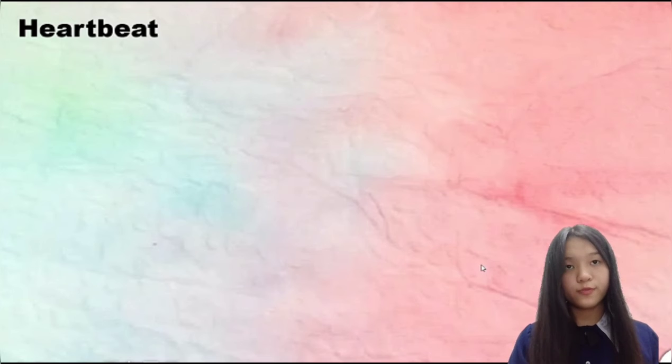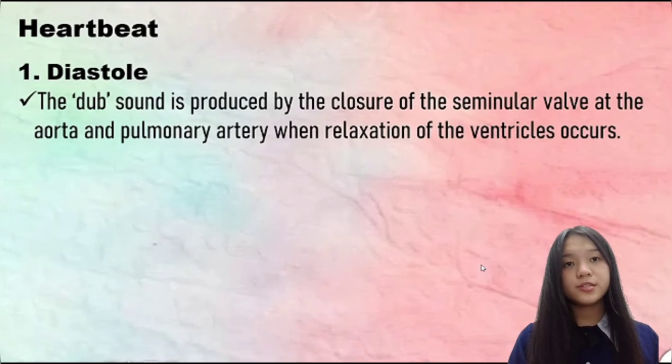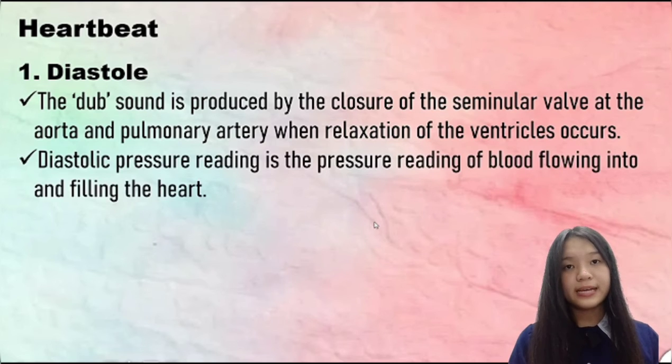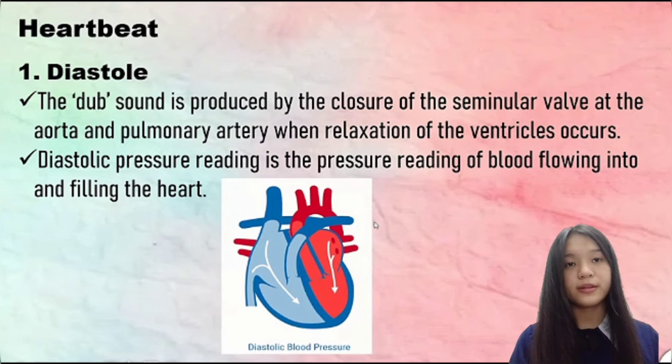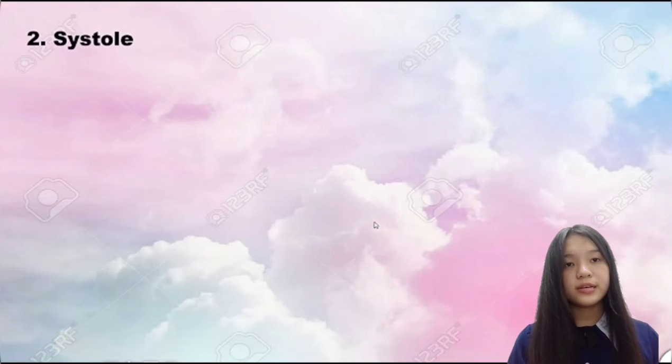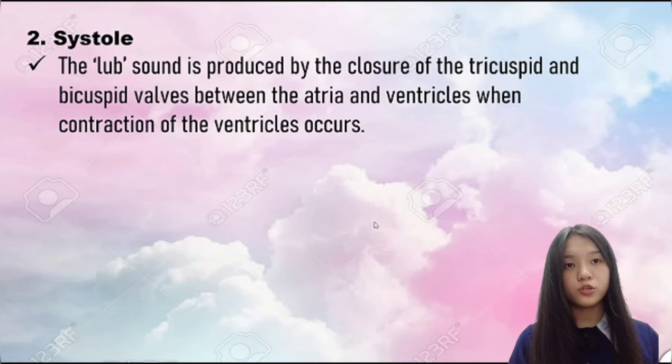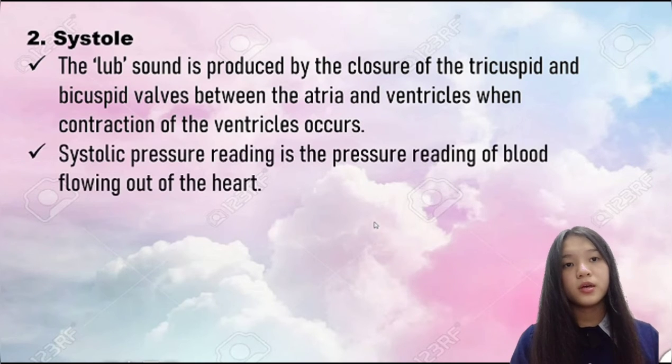Heartbeat can be classified into two phases, which are diastole and systole. When diastole occurs, the dup sound is produced by the closure of the semilunar valve at the aorta and pulmonary artery when the relaxation of the ventricle occurs. Besides, the diastolic pressure reading is the pressure reading of blood flowing into and filling the heart. Next, when systole occurs, the lub sound is produced by the closure of the tricuspid and bicuspid valves between the atria and ventricles when the contraction of the ventricle occurs. Apart from that, the systolic pressure reading is the pressure reading of blood flowing out of the heart.